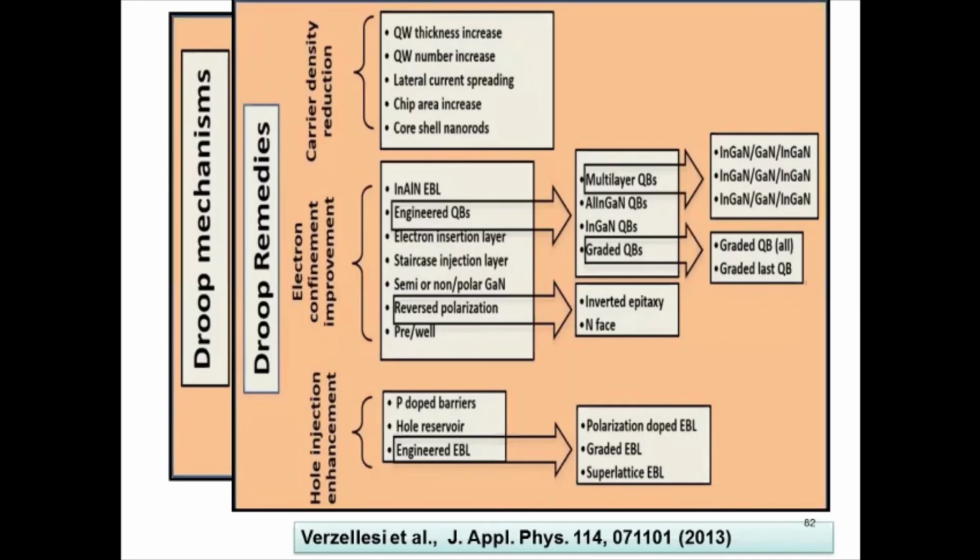And if it is electron confinement improvement, the engineered quantum barrier can be increased, right? Say if it is indium gallium nitride or InGaN on GaN on InGaN, because InGaN means the composition will be different. So you have so many options for improving the droop issues. If it is hole injection enhancement, you have the polarization barrier level, graded electron barrier level, superlattice electron barrier level.